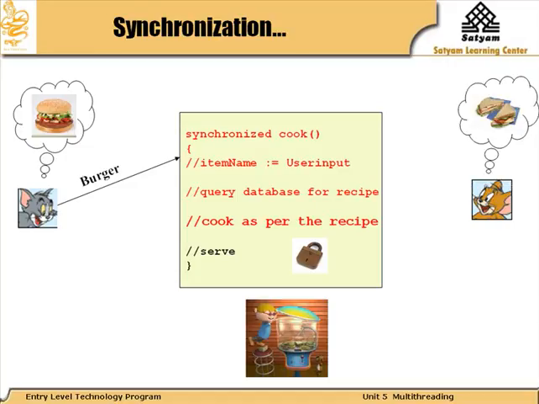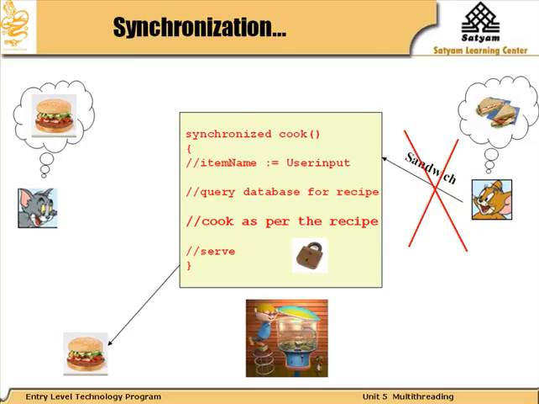There comes Mr. Jerry, who wants to eat a sandwich. Mr. Jerry orders the sandwich. But Mr. Cook is not ready to take the order. He replies to Jerry saying the cook method is locked for Tom thread, and so Jerry needs to wait. Mr. Cook has now served the burger to Tom thread. This time Tom is happy. He got what he wanted.